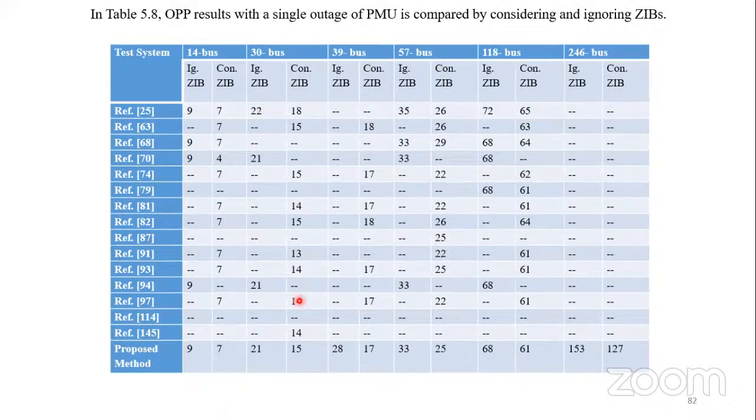And these are all the comparisons while considering and ignoring the zero injection buses. As you are seeing, the proposed method has outperformed the other results. It is somewhat better than other results. In this case also, many papers have not talked about the 246 bus system, and we have used it, so 153 and 187 is the solution. And here we are seeing 68 and 61. Some authors have achieved 61, and 64 is also achieved, but this is not the optimal solution.